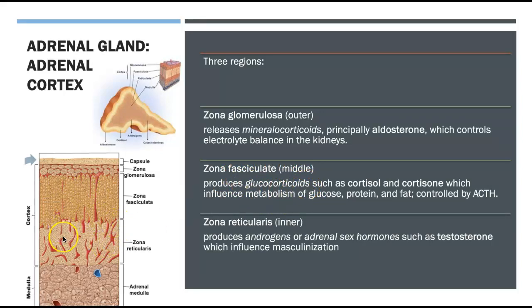All right, last layer is going to be our zona reticularis, and this produces androgens, or our adrenal sex hormones. So this would include testosterone, which we know is going to influence masculinization.